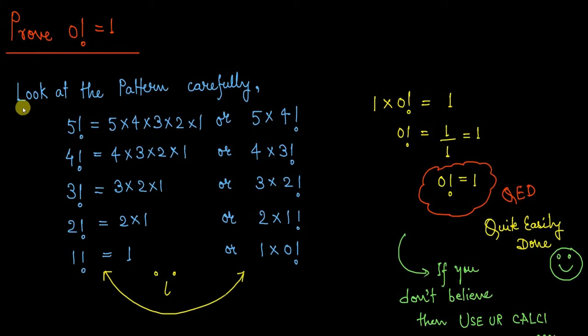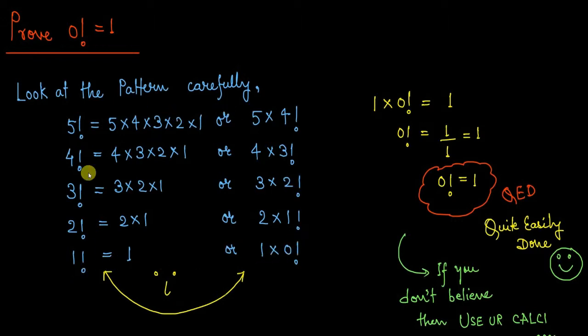So dear students, please look at the pattern carefully. 5 factorial could be written as 5 into 4 into 3 into 2 into 1. Now this could also be written as 5 into 4 factorial. Can you see this carefully? 5 is written as it is, and these are 4 terms, 4 into 3 into 2 into 1, which can be written as 4 factorial. Clear? Now 4 factorial could be written as 4 into 3 into 2 into 1. So you keep 4 as it is, and these 3 terms could be written as 3 factorial. Similarly, 3 factorial could be written as 3 into 2 factorial. 2 factorial could also be written as 2 into 1 factorial. 1 factorial could be written as 1 into 0 factorial.